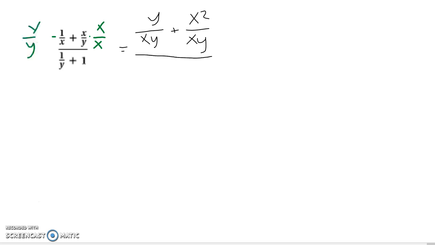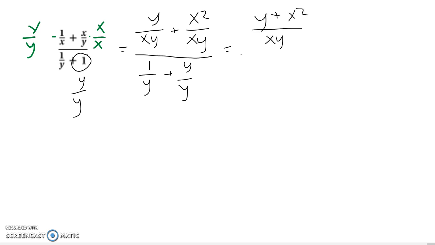For the denominator, we have a fraction with a denominator of y, and we can rewrite 1 as y over y. So now we have 1 over y plus y over y. We can now add the fractions in the numerator, which becomes y plus x squared divided by xy. And in the denominator, we have 1 plus y divided by y.